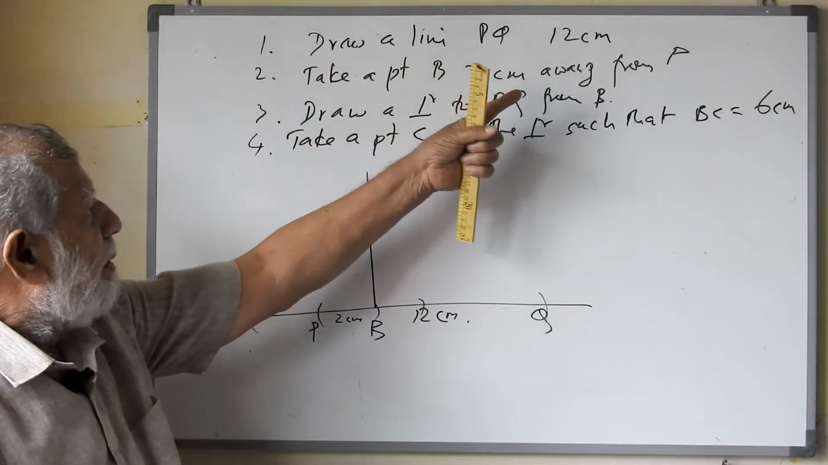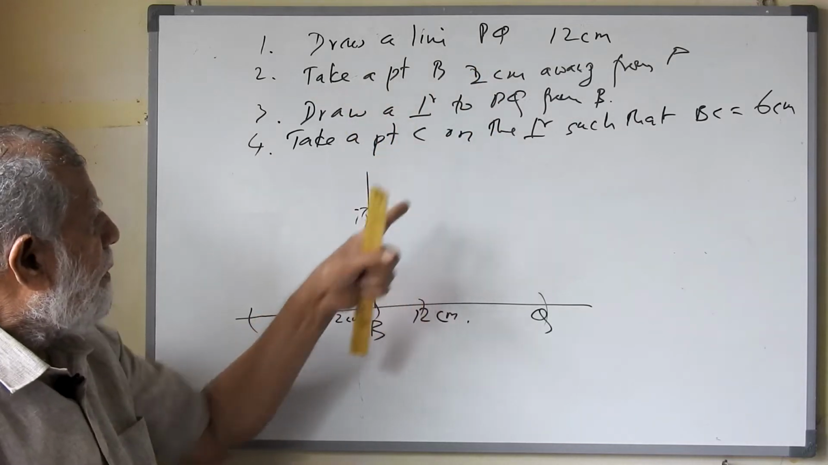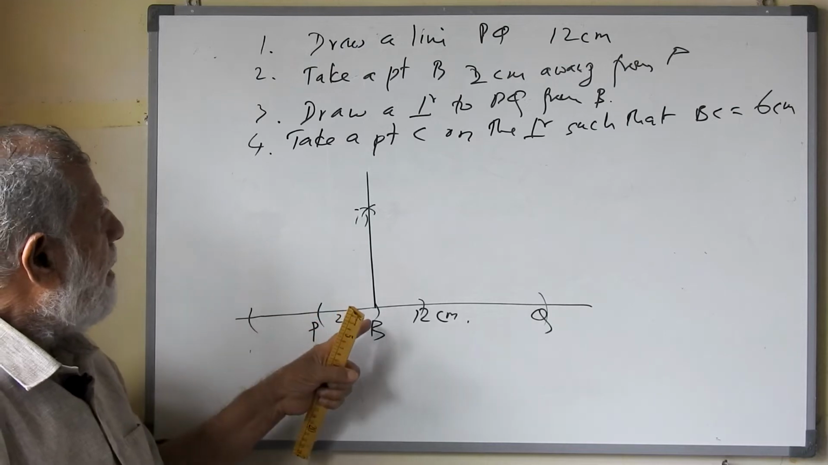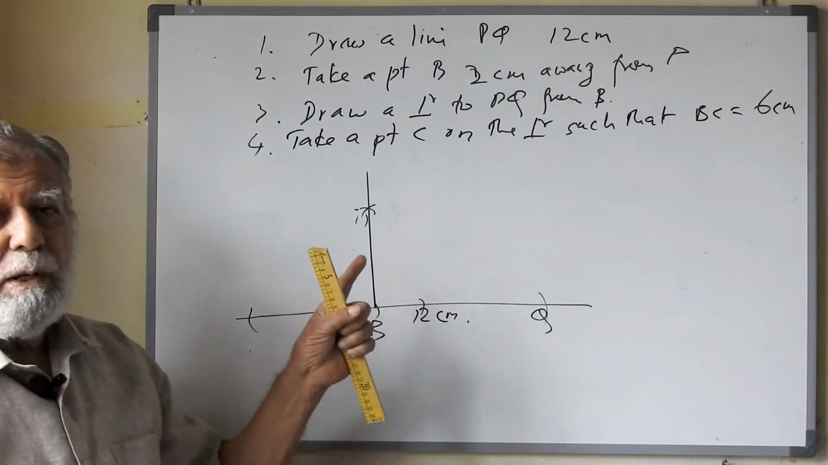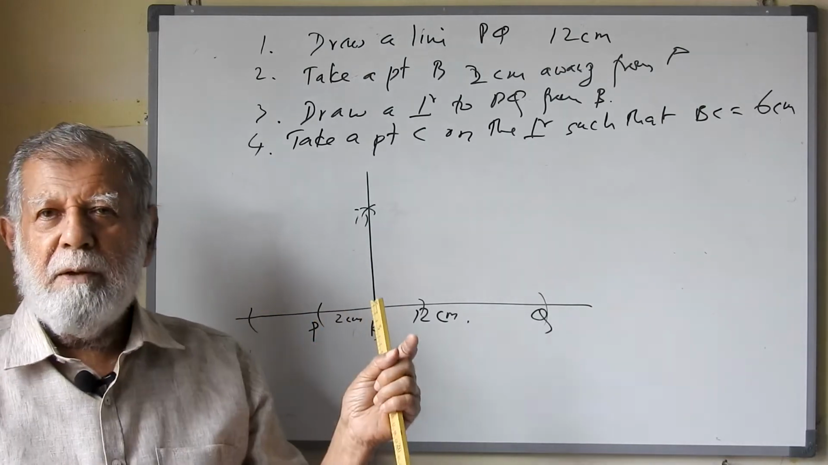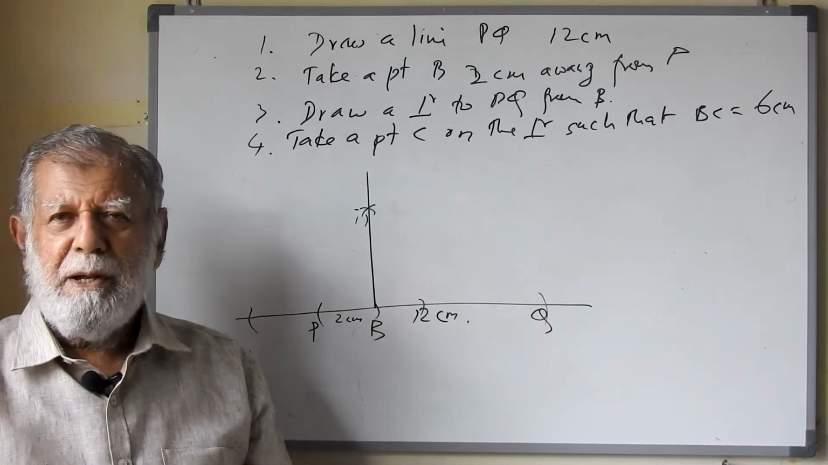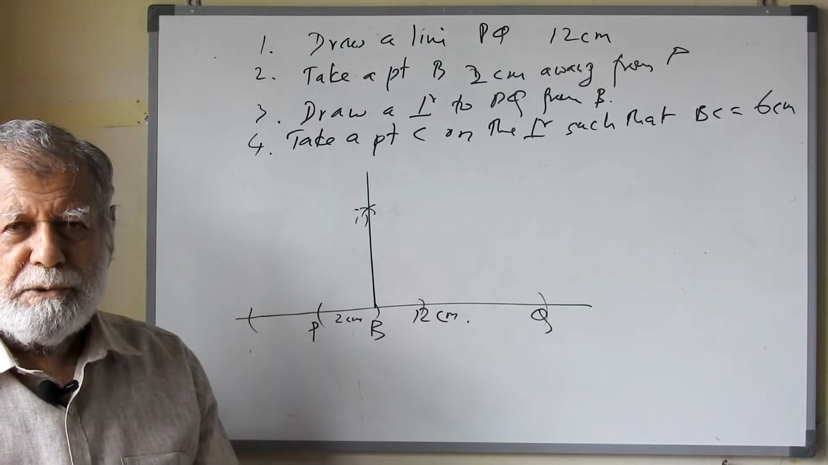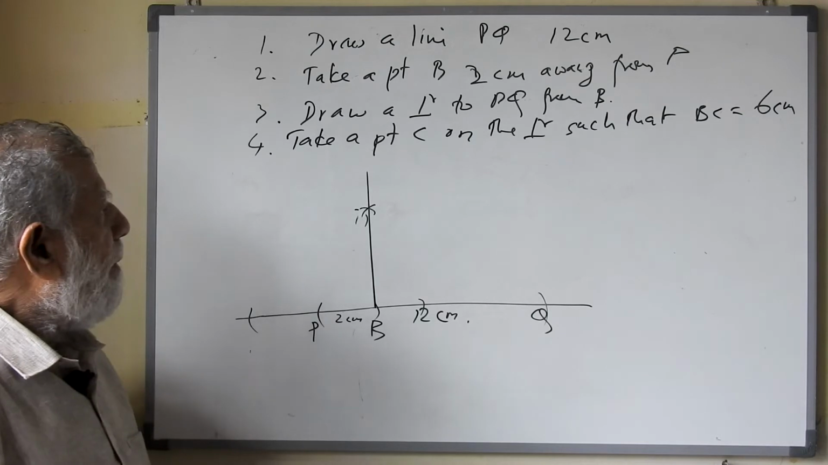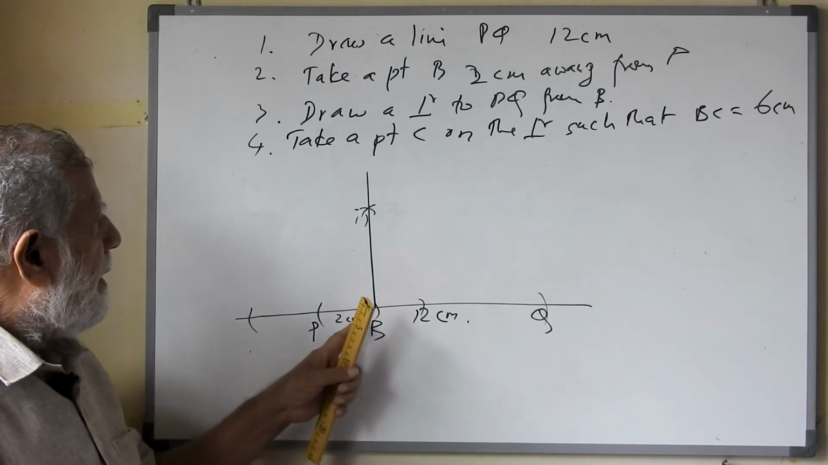First of all, draw a line PQ 7 centimeters. Take point B 2 centimeters away from P. Draw perpendicular to PQ from P. These are the constructions. I told you construction is a sure sum. For the last 10-15 years, every paper has had a sum on construction. So this is the language that they use. So draw perpendicular to PQ from B.